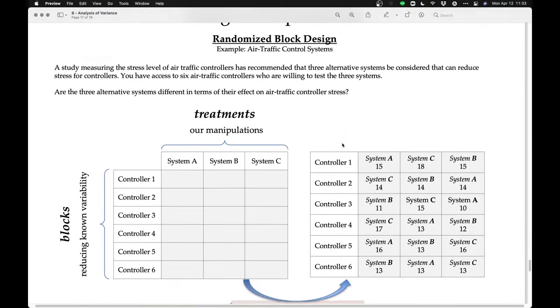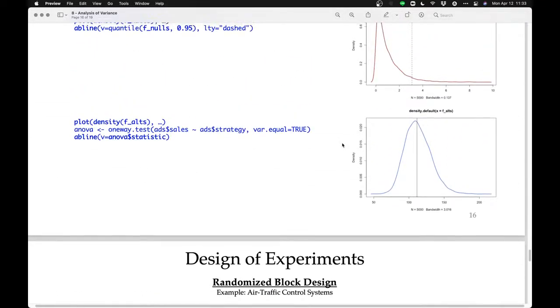For example, there are randomized block designs of ANOVA. Let me just go through a story of a randomized block design.